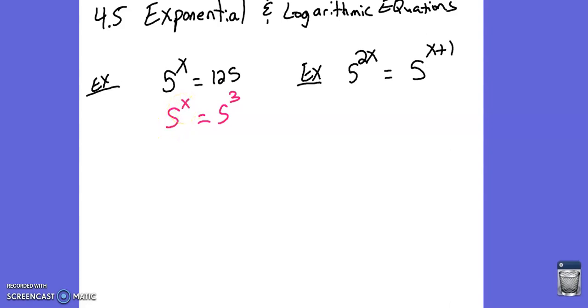And so notice if this is 5 to the x power equals 5 cubed, that means x has to be 3. And the same thing here. Notice the base is 5, the base is 5, which implies that the exponents are going to equal one another as well. And so when you solve this, you're going to get x equals 1.